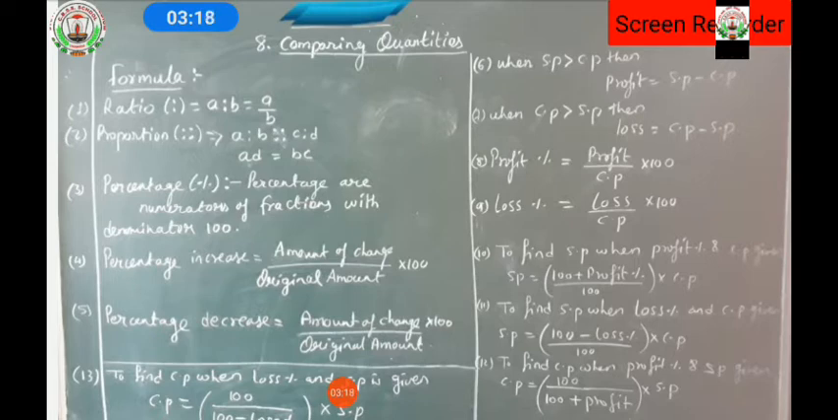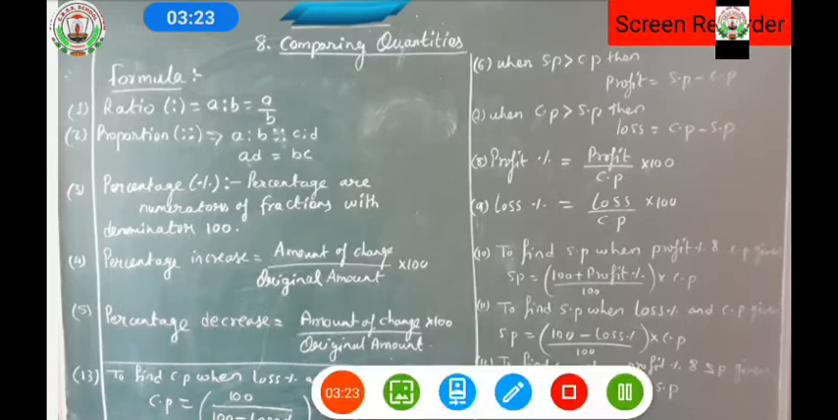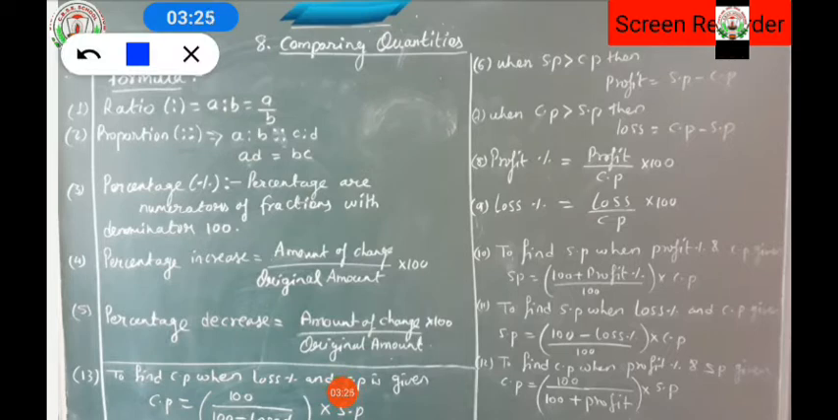The next formula is the percentage increase formula. Percentage increase equals amount of change into 100 upon original amount. The words amount of change and original amount are totally based on the question. If something other than amount of change is given in the question, we can change the words, but the meaning of the formula will remain the same. So here we have amount of change into 100 upon original amount.